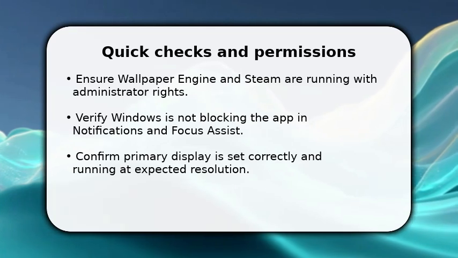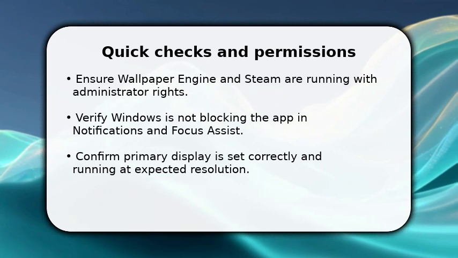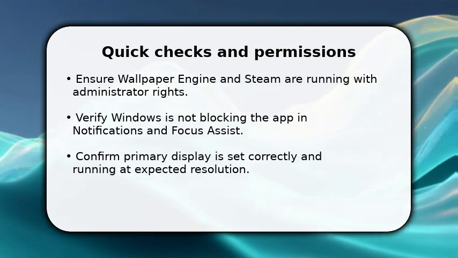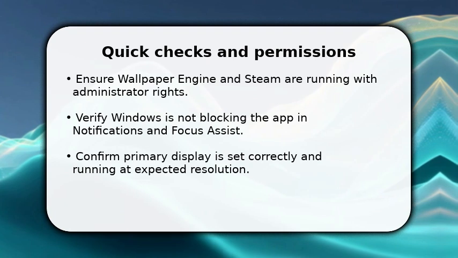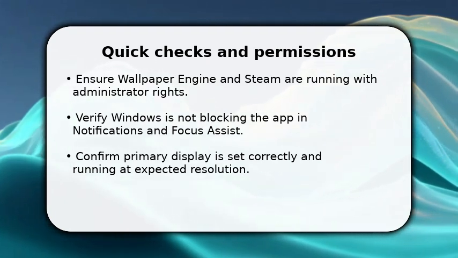Enjoy the video. Start by confirming Wallpaper Engine and Steam are running with administrator rights. Open Task Manager to verify both processes appear and are responsive. Next, check Windows notifications and Focus Assist to ensure no app blocking is enabled.